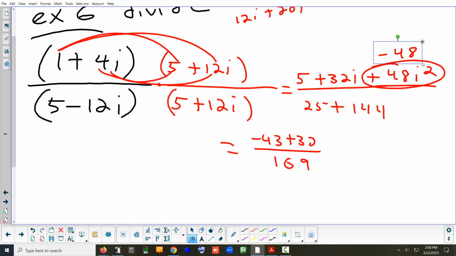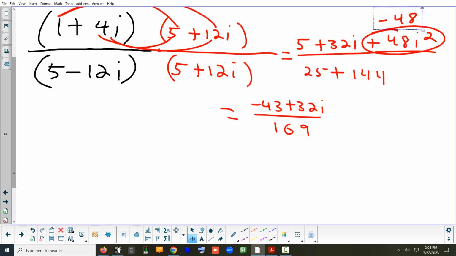Positive 32i. And we're just about at the final answer, but what do I have to do with that? Split each side up over another. Right. Instead of one big fraction, we're going to split it into two. So in standard form, this is your final answer: negative 43 over 169 plus 32 over 169 i.